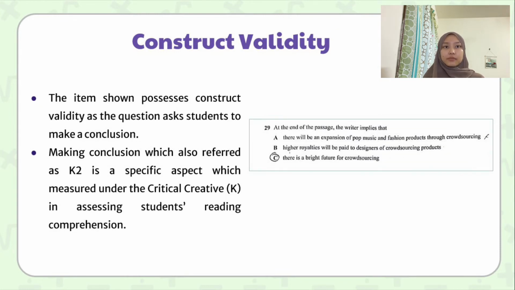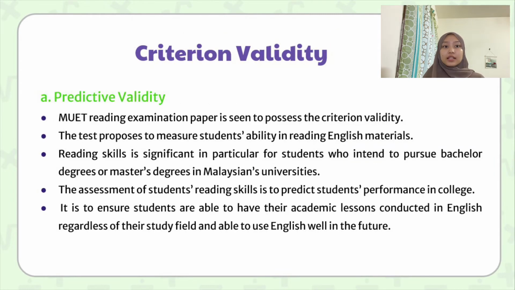For the second example, the item shown also possesses construct validity as the question asks students to make a conclusion. Making a conclusion, which is also referred to as K2, is a specific aspect which is measured under the critical thinking category K in assessing students' reading comprehension. The last part of validity is criterion validity.